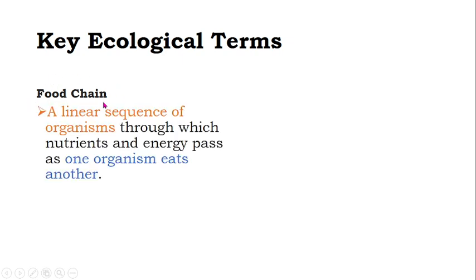Food chain is a linear sequence of organisms through which nutrients and energy pass as one organism eats another. So simply, what is food chain? Food chain is a linear sequence that shows how an organism is eaten by another. So here we have an organism which is called the producer. Specifically here you can say plant, for example, grasses.